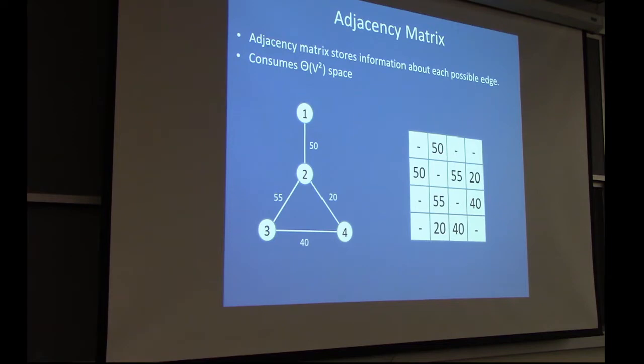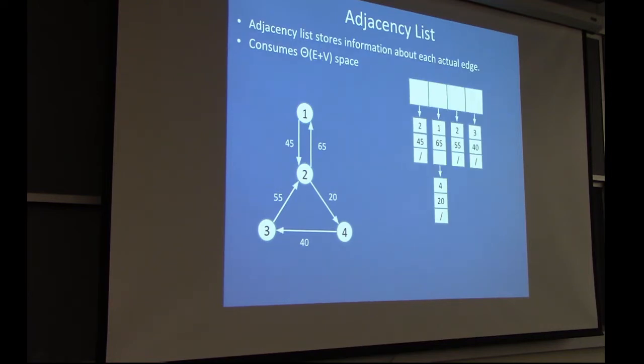So sometimes this works, sometimes it doesn't. When I say V squared space, it could be V squared bits, it could be V squared integers. It just depends what the value is. The other option is an adjacency list, the other common option.